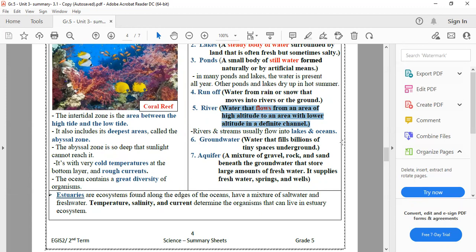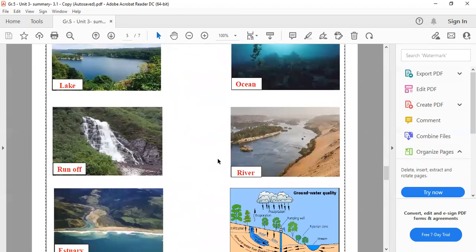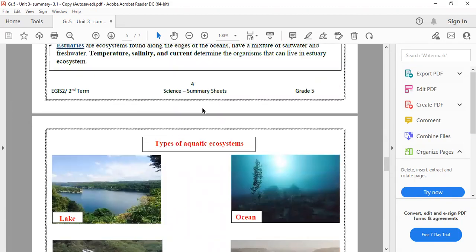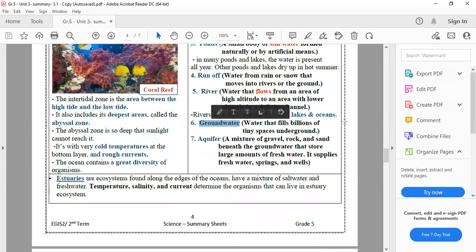When it rains over a mountain, the water will not stay on the top of the mountain, right? It will start to move down from the higher altitude at the top of the mountain to the lower altitude where we're standing at sea level. Rivers and streams usually flow into lakes and oceans. Yes, rivers and streams usually flow into lakes and oceans. This is a river, as you can see. This is the ocean.